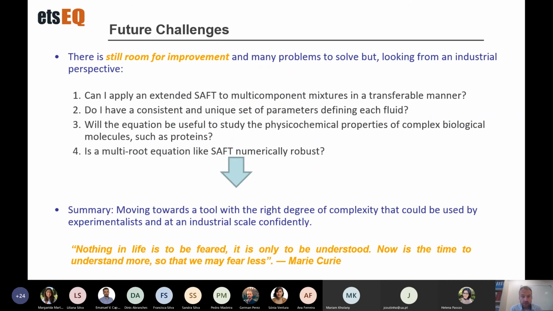There is a lot to improve and many open questions because the information on multi-component mixtures is still scarce. The application of SAFT to biological molecules such as proteins or amino acids is, I would say, limited and difficult. And there are still several numerical pitfalls in the equation that must also be taken into account when dealing with multi-component mixtures. As I always say, I think the key is to have the right degree of complexity according to the problem and the exactness that you require.